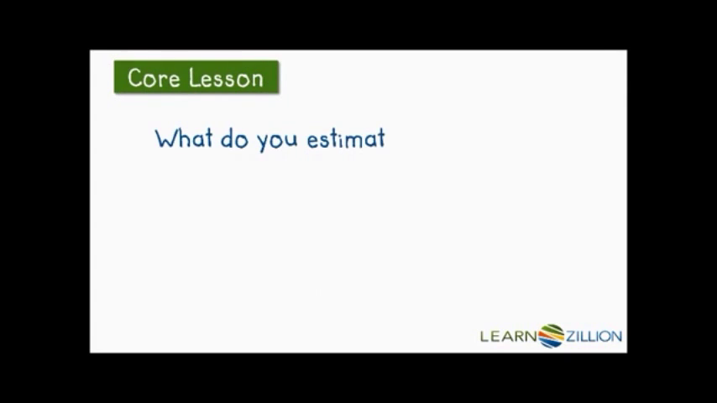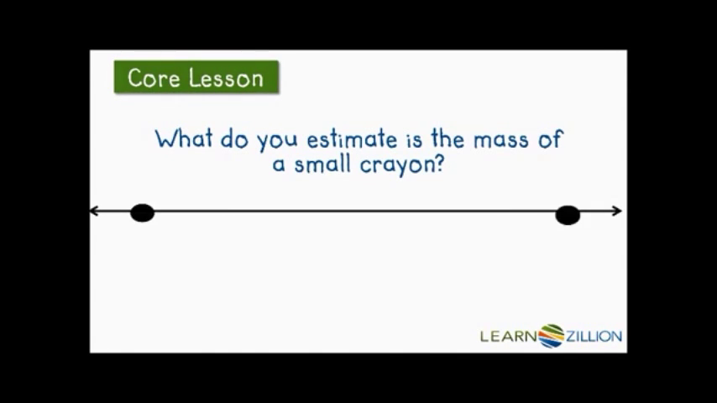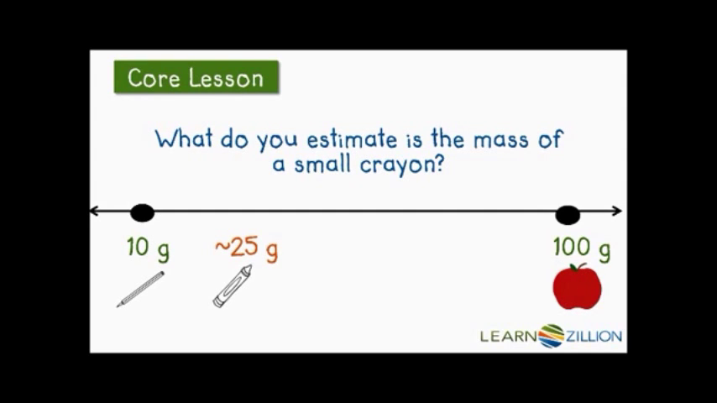So let's use those benchmarks to estimate the mass of a small crayon. I'm going to use a number line to do this. I know a pen has a mass of about 10 grams, and I know an apple has a mass of about 100 grams. So when I think about a crayon, I think the crayon is much closer to the mass of a pen than to the mass of an apple. But I still think it has a higher mass than the mass of a pen. So I'm going to put it about here on the number line, which would allow me to estimate that it's probably about 25 grams.